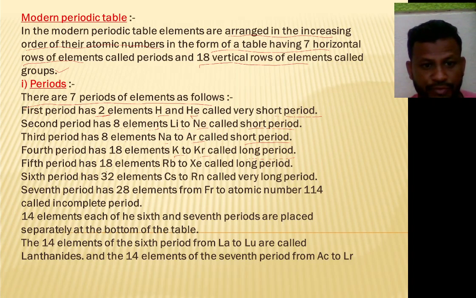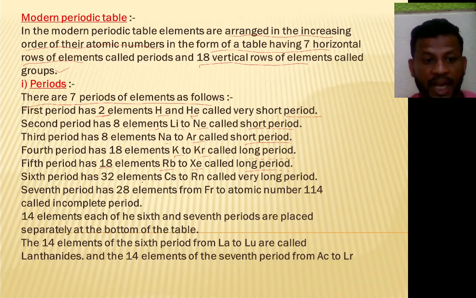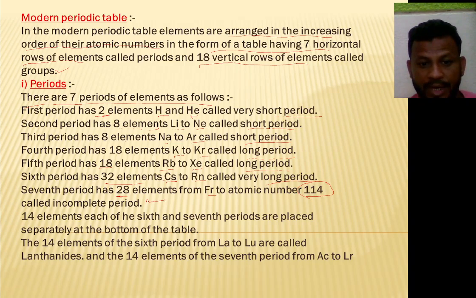And the fifth period has 18 elements from Rb to Xe, called a long period. Next, the sixth period has 32 elements from Cs to Rn, called a long period, and the seventh has 28 elements from Fr to atomic number 114, which is an incomplete period.